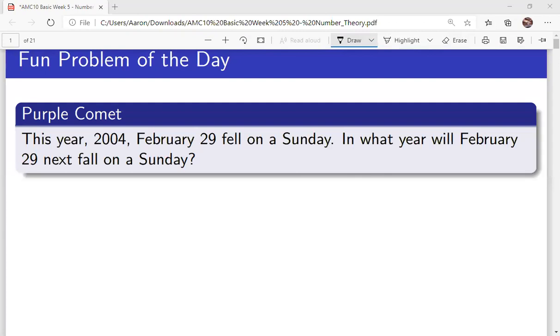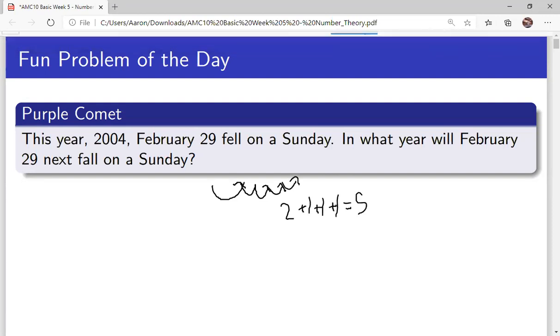And so during the 4-year gap between leap years, between a normal year, each day shifts by 1, but after a leap year, there's a shift of 2. And so after 3 normal years and then a leap year, there's a total of 2 plus 1 plus 1 plus 1 equals 5 days. And so there's a shift of 5 days between each leap year. And so this isn't a multiple of 7.